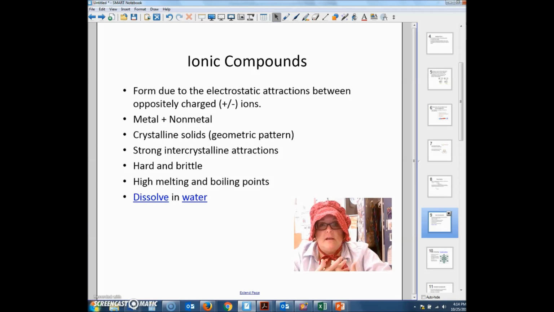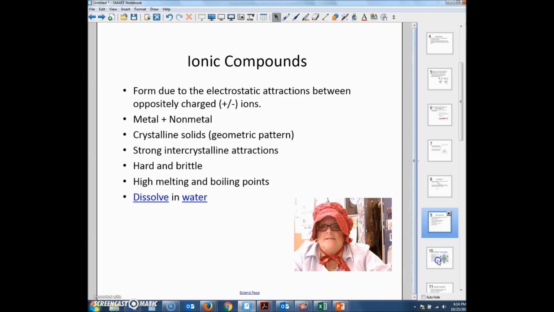It's that positive and negative attraction. Usually it's a metal and a nonmetal. Metals form positive ions, which we call cations. Nonmetals form negative ions, which we call anions. The positive ions give their electrons to the negative ions, and you get that bond. They form a crystalline solid.